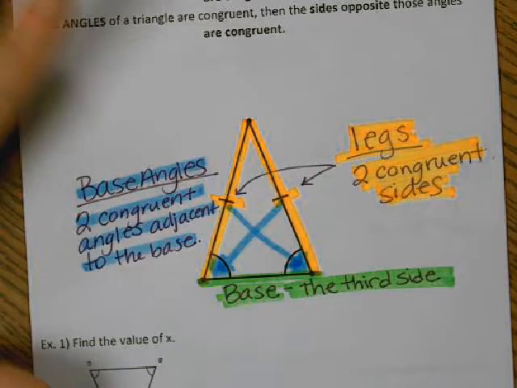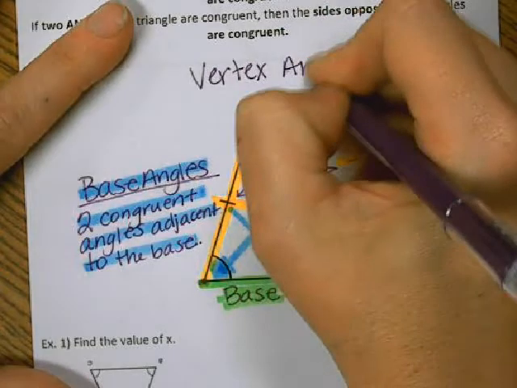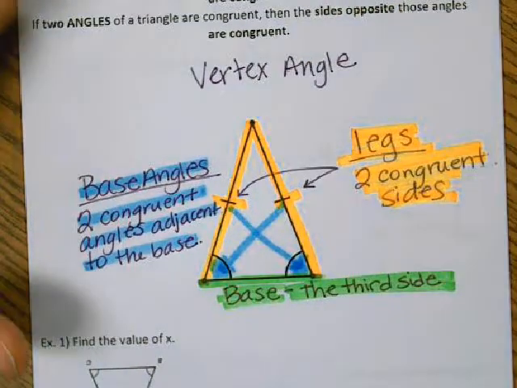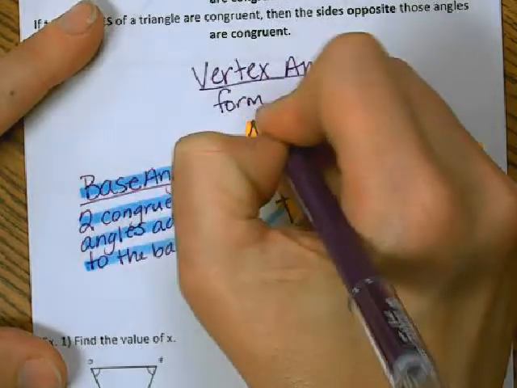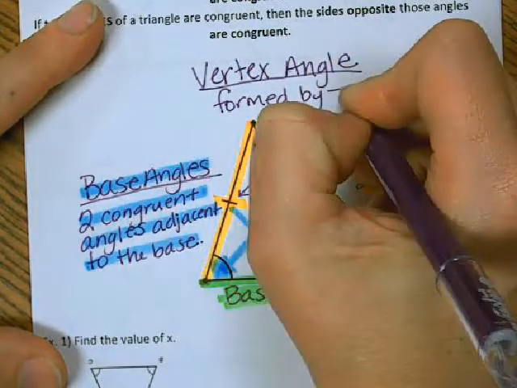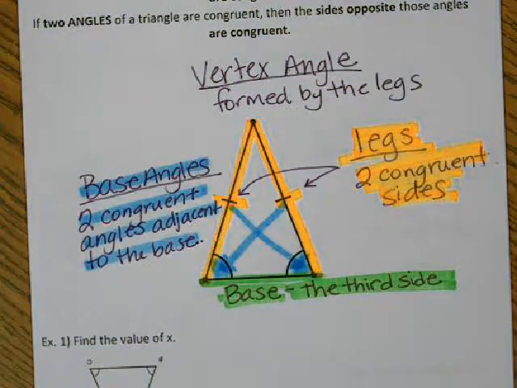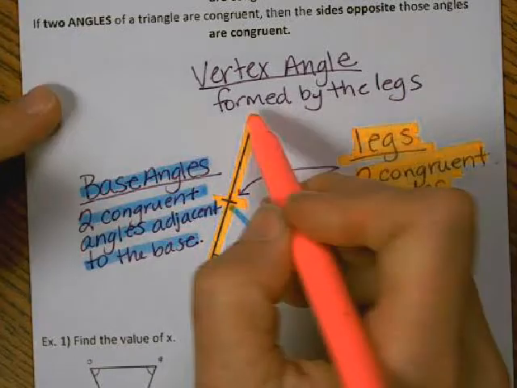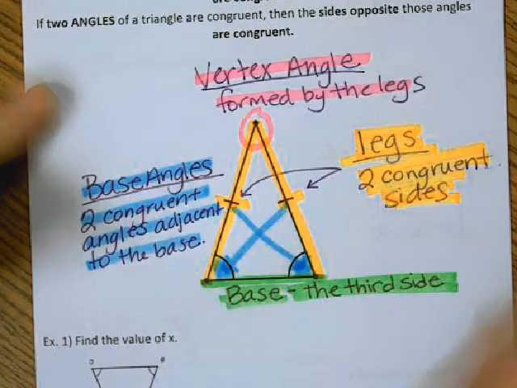And then the last vocabulary word is my vertex angle. That's going to be the top of my triangle. The vertex angle is formed by the legs. It's that third angle. It's not congruent. It's this angle right here. That's my vertex angle.